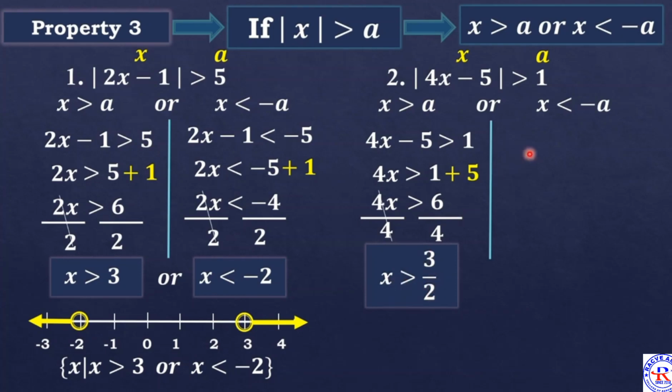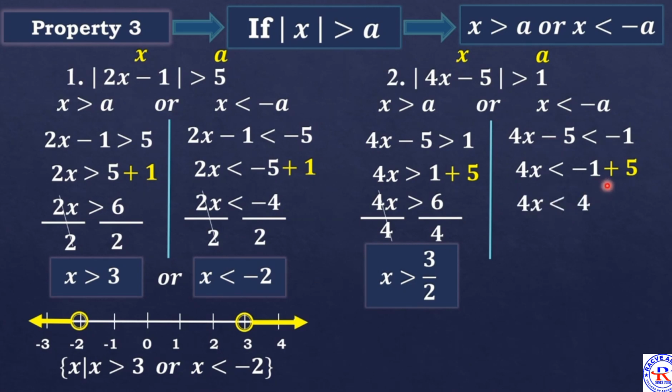Now, on the other side, again, your x is 4x minus 5 is less than negative 1 naman kasi negative a. So 4x minus 5, 4x is less than negative 1 plus 5. Kasi nag-transpose tayo, nilipat mo siya. So we have 4x is less than 4. This is 4. Divide both sides by 4. So we have x is less than 1. 4 divide 4 is 1.